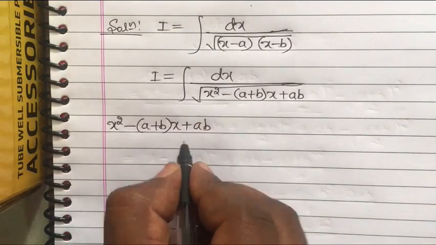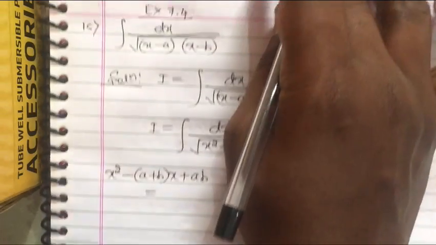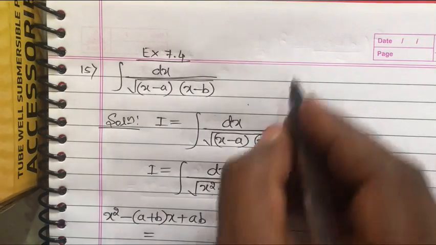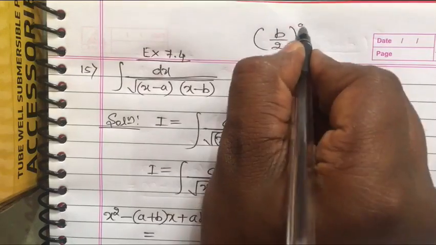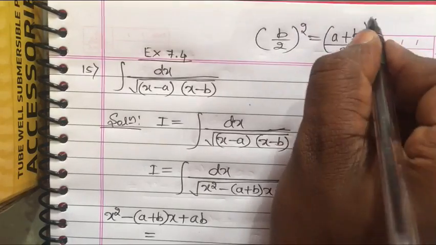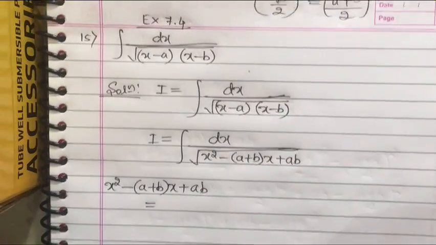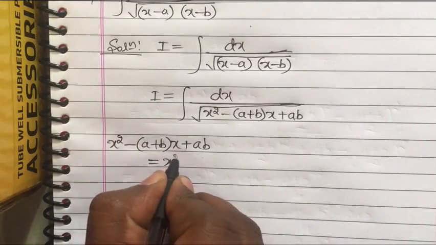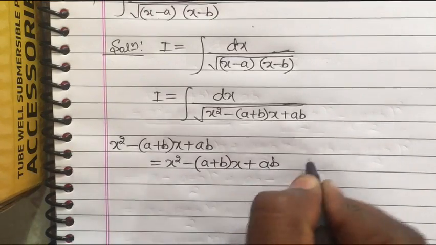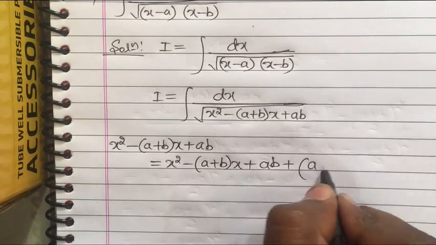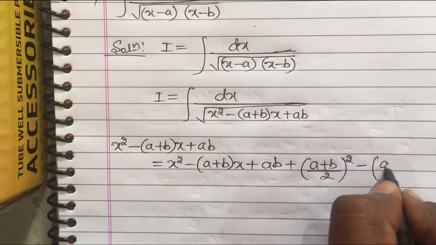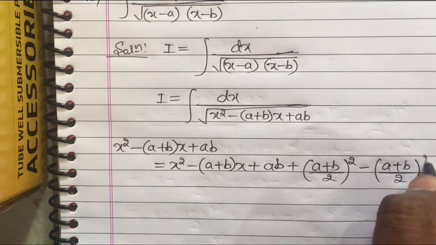Here, add and subtract (b by 2) the whole square. What is the value of b in this case? The coefficient of x is always the value of b. So the b value is a plus b, and (a plus b divided by 2) the whole square is the term we need to add and subtract here. In x square minus (a plus b) into x plus ab, now add and subtract (a plus b by 2) the whole square, and then minus (a plus b by 2) the whole square.